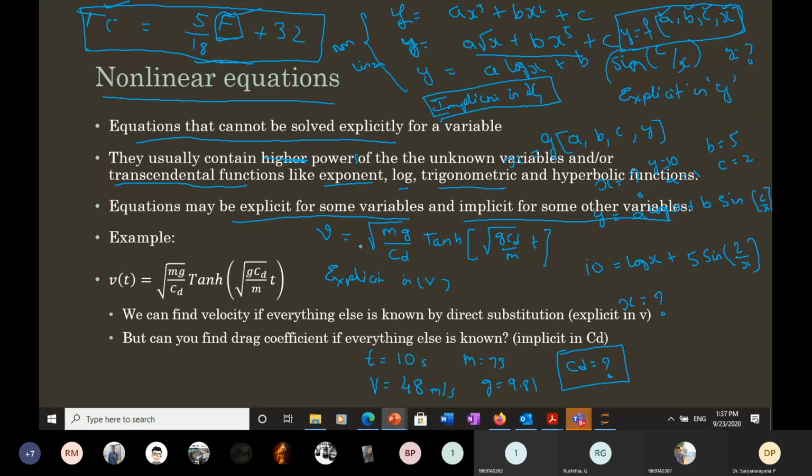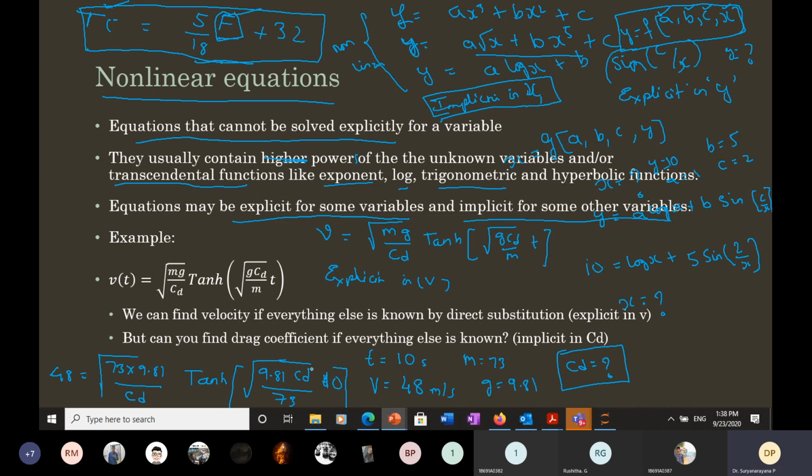In that problem, this becomes an implicit equation. Now, if I substitute all the numbers here, velocity is 48 meters per second. Mass times gravity, that is 73 times 9.81, and Cd is the thing that we don't know, hyperbolic tangent of the square root of g, 9.81, and Cd divided by mass, 73 kilograms. I don't know how heavy he is, but we'll say 73. Time is also known, 10 seconds. So in this equation, everything else is known. Only thing is we have to find Cd. We substitute everything, only Cd remains. But can we find Cd? Of course we can find it, but it's not easy.